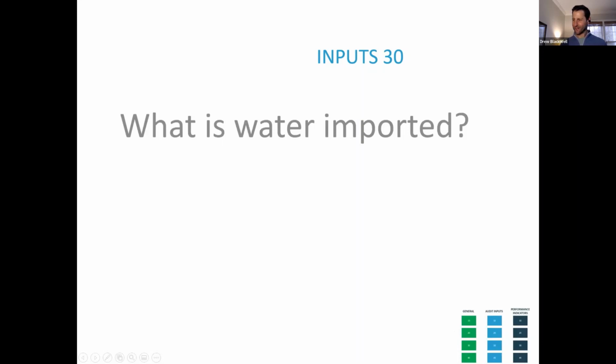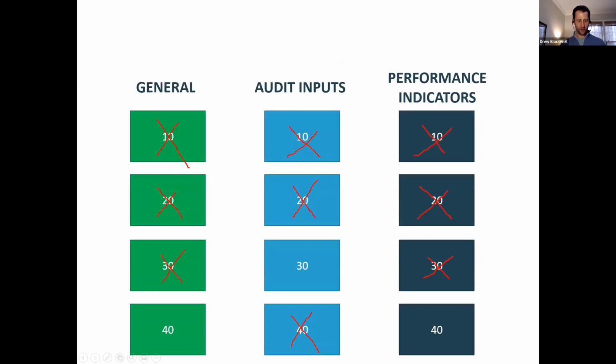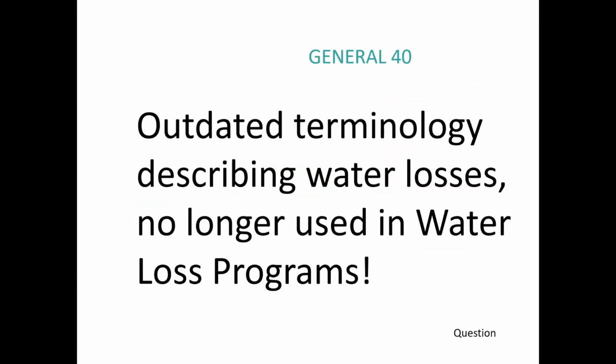All right, inputs for 30, we have closed that one out. All right, Nicole, where to next? We have general for 40 or performance indicators for 40? General for 40. All right.